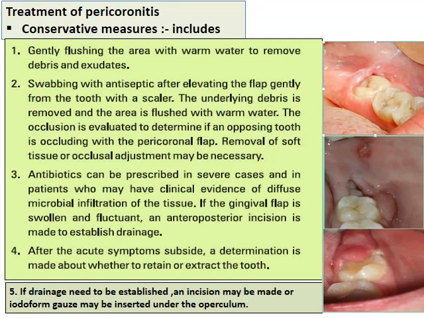Treatment of pericoronitis. For the treatment of pericoronitis, we have many modalities of treatment. First of all, the conservative measures. First of all, you have to flush the area with warm water to remove debris and exudate. This area has plaque, exudate, and food debris, so we try to irrigate using a syringe with warm saline to clean it.